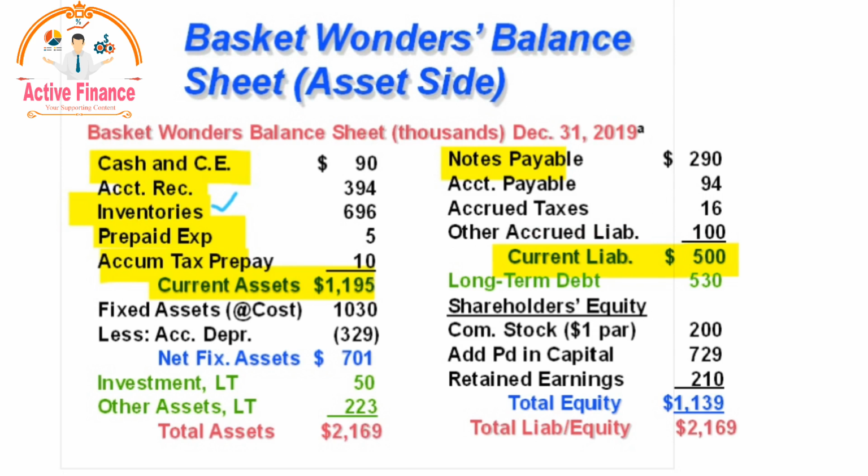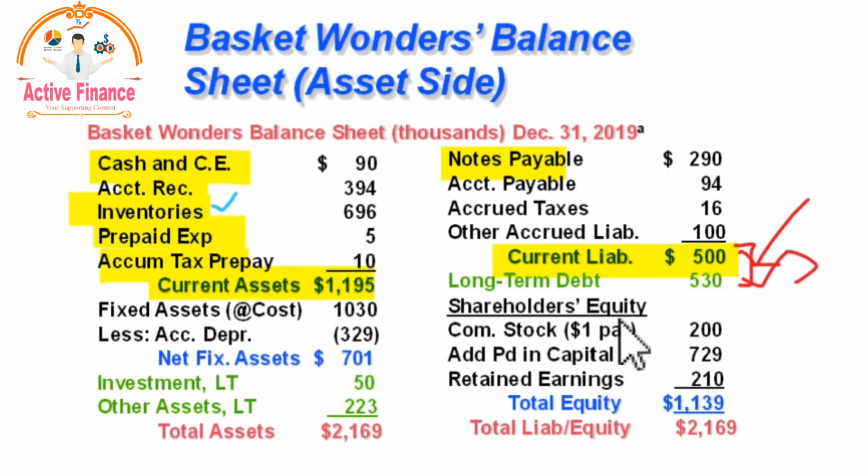So this is the Basket Wonders balance sheet. From this we will find the data. The formula is total liabilities or total debt divided by stockholders equity. So now we will find the total liabilities or total debt. This is our current liabilities and these are our long-term liabilities. When we add these two liabilities, current and long term, we get the total debt. So when we add these two, it comes to 1030.